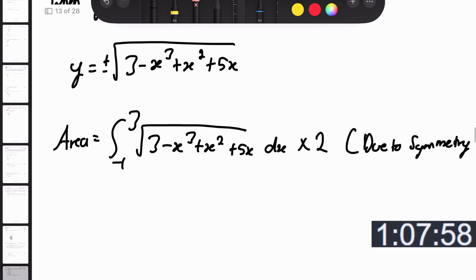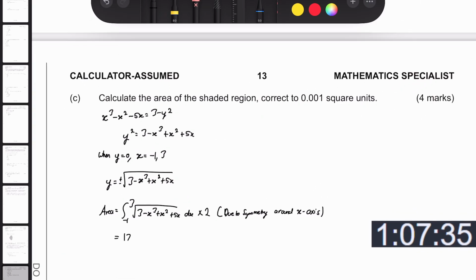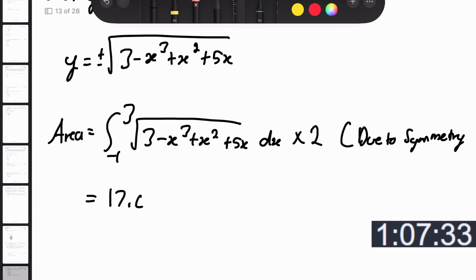So then if I just compute this, negative 1 to 3 of square root of 3 minus x to the 3 plus x squared plus 5x dx, and I'm going to times 2. Decimal. CAS does not like square roots, so I get 17. And I want 3 decimal places, so 17.067 units squared.